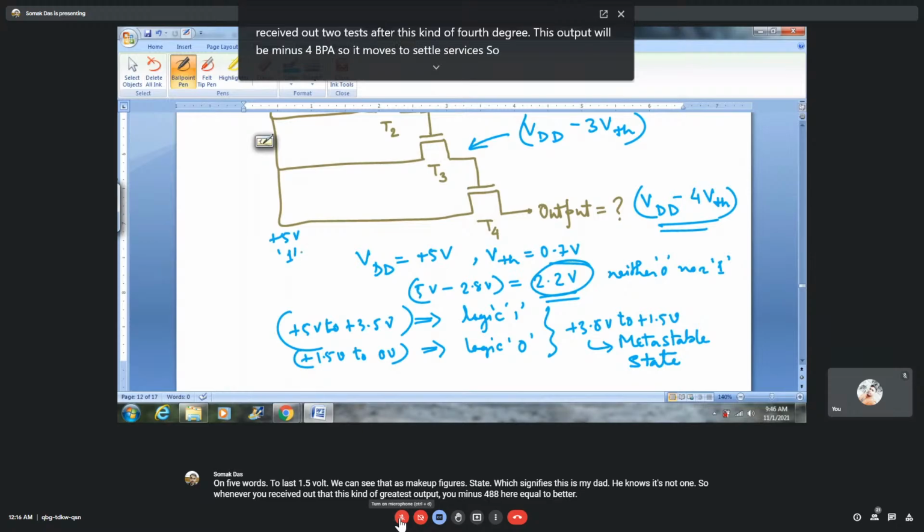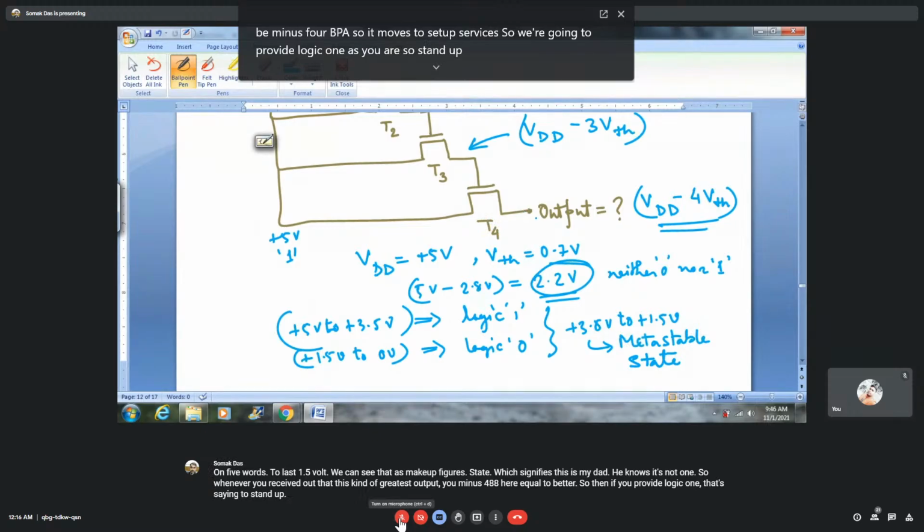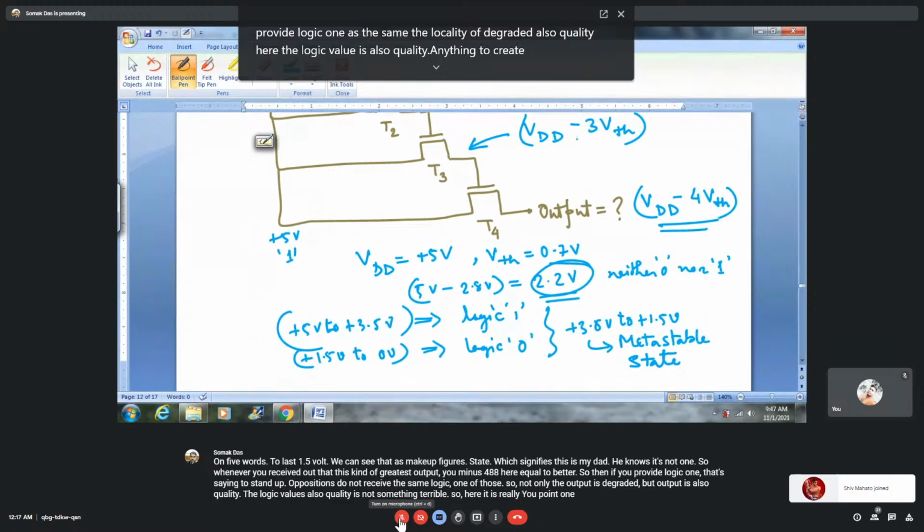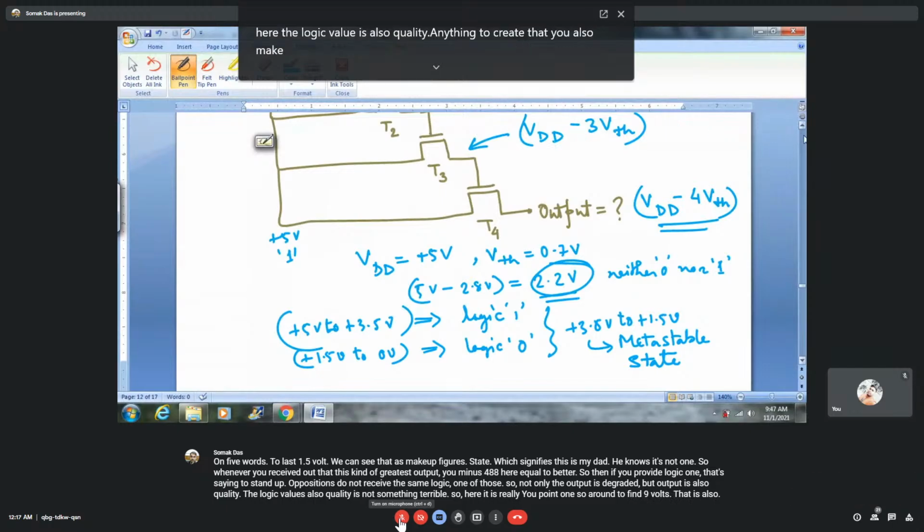So even if you provide logic 1 as the input at the source end of the input transistor, you do not receive the same logic 1 as the output. So not only is the output degraded, but the output is also faulty here. The logic value is also faulty, it is not coming correctly. So here it is VDD minus 3 VTH. 3 VTH means 2.1, so around 2.9 volts. That is also a metastable state.